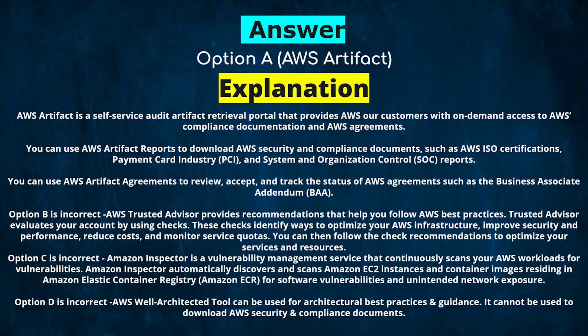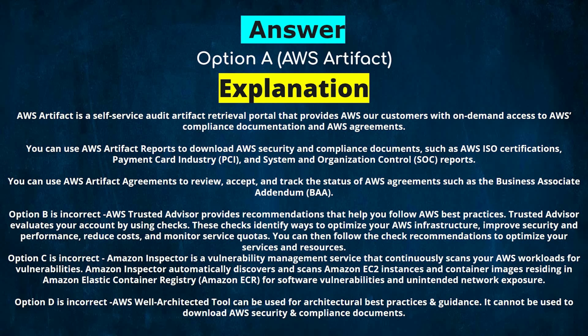AWS Artifact is a self-service audit artifact retrieval portal that provides AWS customers with on-demand access to AWS compliance documentation and AWS agreements. You can use AWS Artifact reports to download AWS security and compliance documents, such as AWS ISO certifications, payment card industry, and system and organization control reports. You can use AWS Artifact agreements to review, accept, and track the status of AWS agreements, such as the Business Associate Addendum. Option B is incorrect.